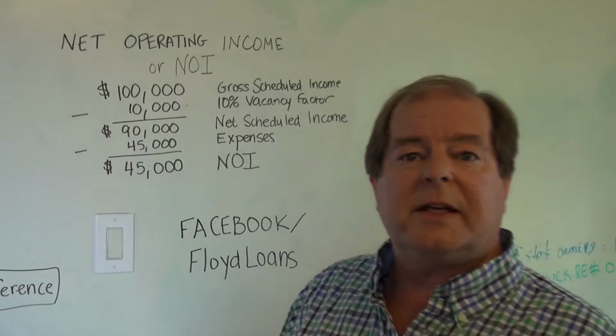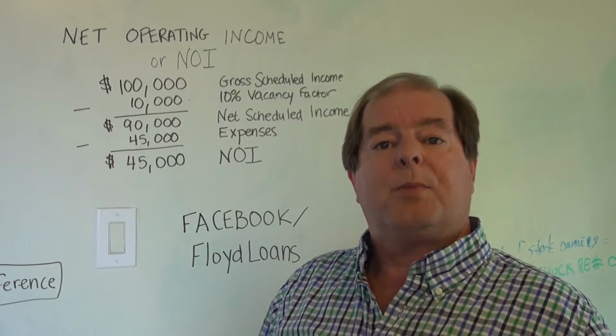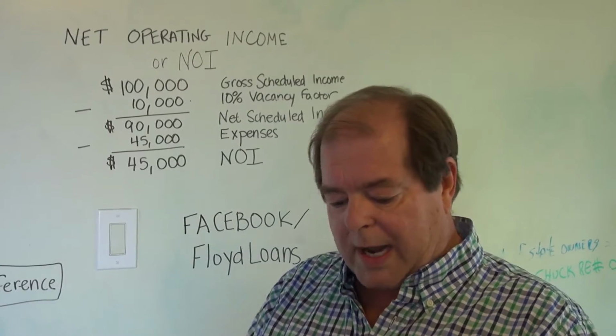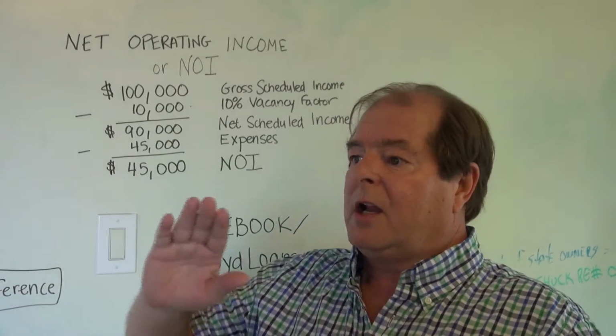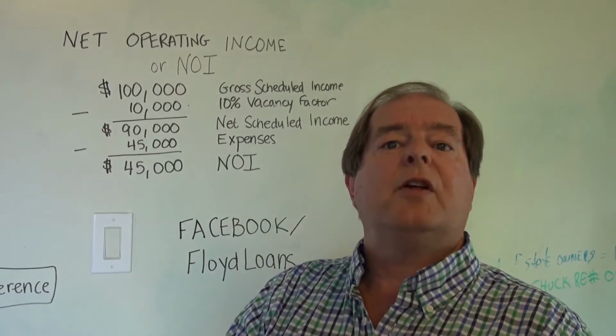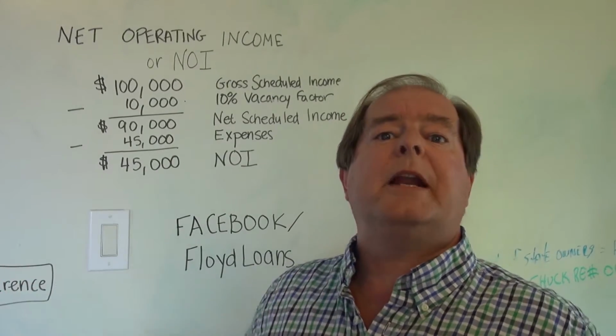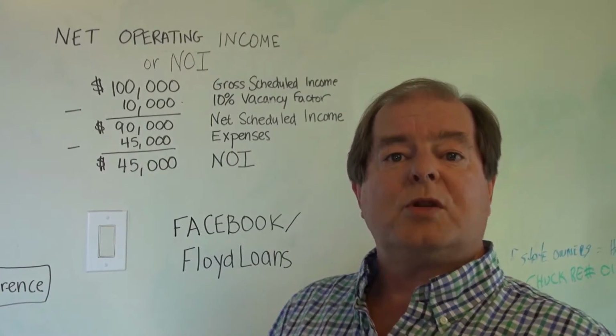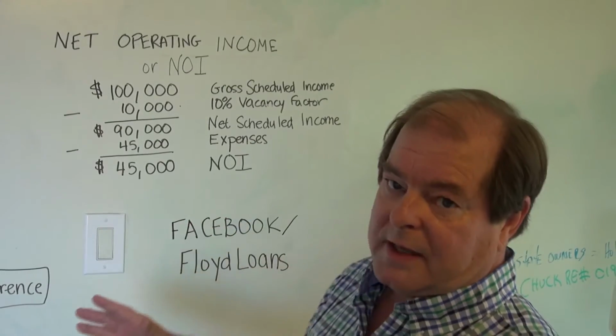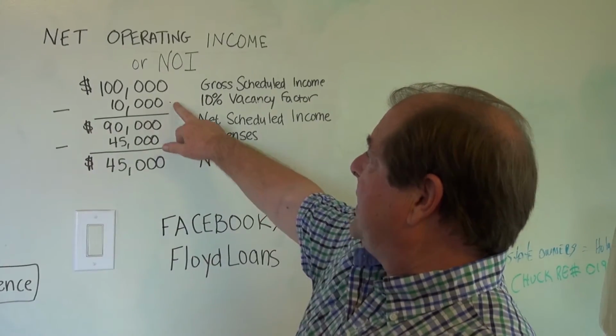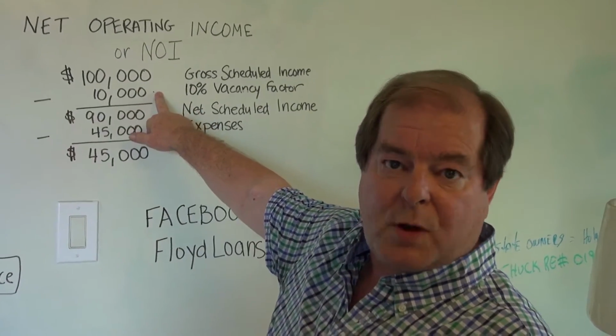What is the gross scheduled income? That is all the income from the property that you can bring in by rents, vending machines, laundry, any type of other income that can come in as if everybody paid you all the money. That's the gross scheduled income. Of course, it doesn't work that way at all.